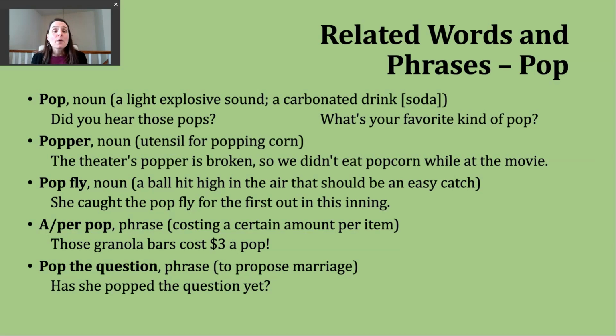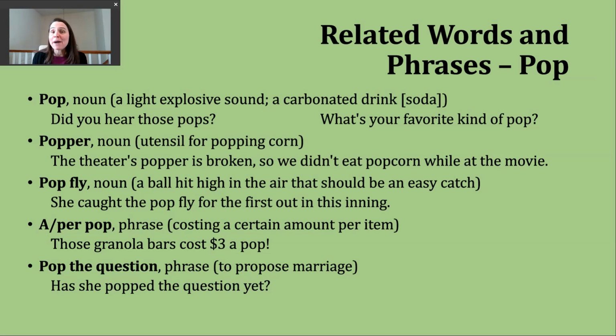Okay. Now, a phrase you might hear is a pop or per pop. And when we use this phrase, we're talking about the cost of something and we're talking about the cost per item. Here's an example. Those granola bars cost $3 a pop. Right? So what this means is one granola bar, $3, right? The second one, now my total is 6, right? So for each one, it's $3.